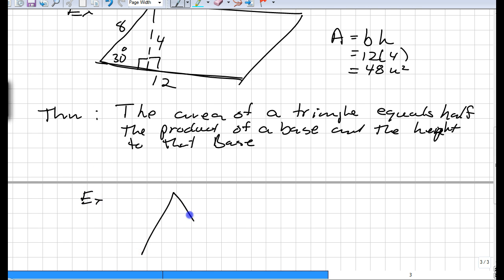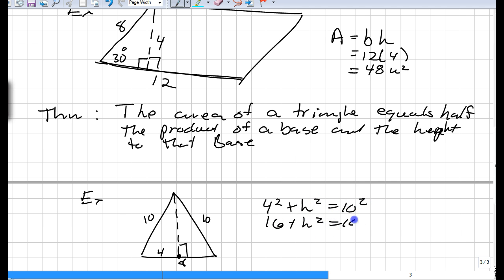So I have this triangle, and I know that this is 10, this is 10, and this is 8, and this then is going to be my height. Well, because it's an isosceles triangle, I know that the altitude here bisects the opposite side. So I know the side is 4, and so then I know that I have a right triangle, so I know that 4 squared plus h squared has to equal 10 squared. So 16 plus h squared equals 100.